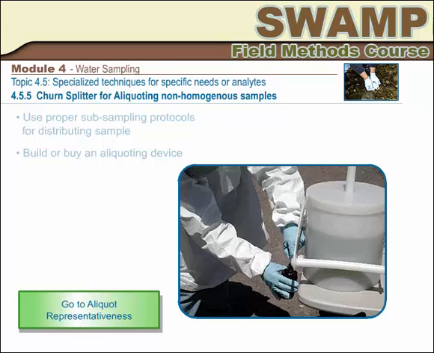Even aliquoting or subsampling of a sample that contains particulates is a challenge if the particulates are heavy and tend to sink fast. You can use one of the aliquoting protocols for distributing the sample into receiving containers in small increments, repeatedly, to assure even distribution. You can also build or buy an aliquoting device, such as the churn splitter shown on your screen. Click the button to go to Common Element C for more information about aliquoting.